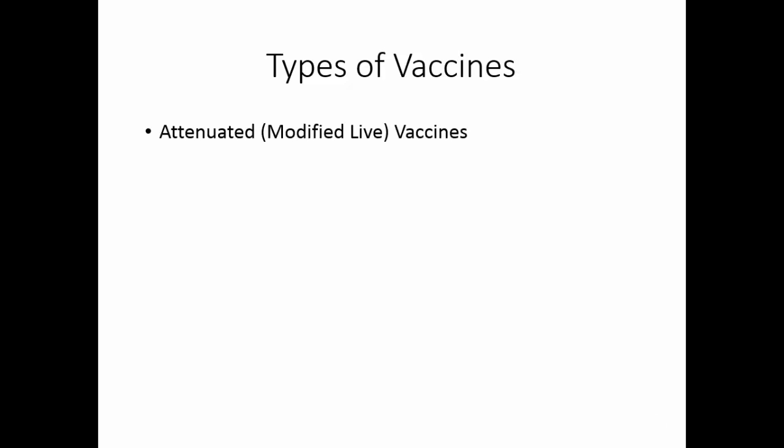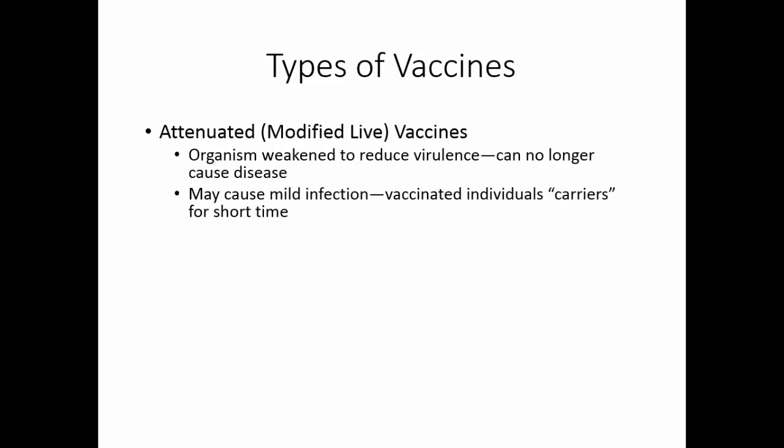An attenuated vaccine, or a modified live vaccine, is when you're injected with an organism that's been weakened to reduce its virulence. The organism can no longer cause disease. Now, sometimes you do get a mild infection, and vaccinated individuals may be carriers for a short period of time. You do not want to use this kind of vaccine in someone who's pregnant or immunosuppressed. That mild infection could be rather dangerous for either of these individuals.